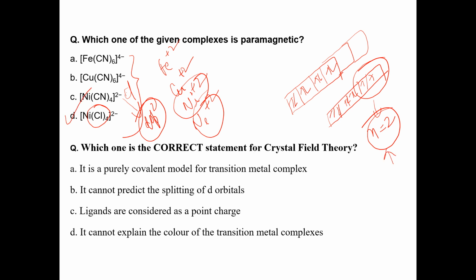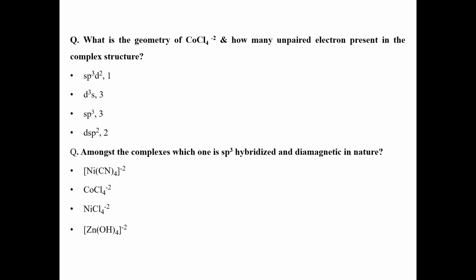Which one is the correct statement for crystal field theory? It is a purely covalent model for transition metal complexes. It cannot predict the splitting. CFT is known for the splitting. Ligands are considered as point charges. Yes, because in CFT the metal-ligand interaction is purely ionic in nature, so ligands are considered as point charges. It cannot explain the color of transition metals. This is also an incorrect statement, and this is also incorrect.